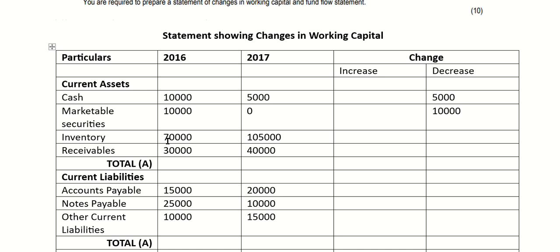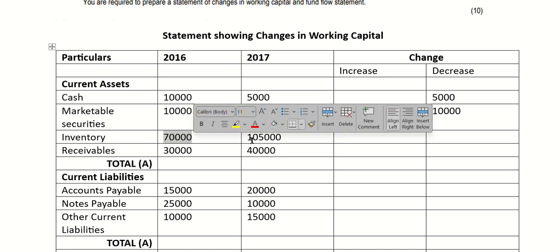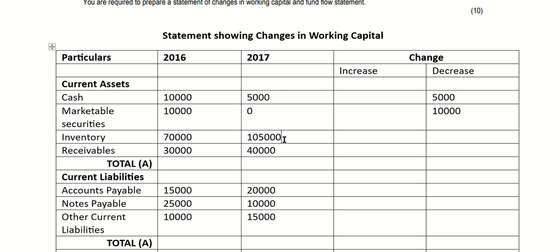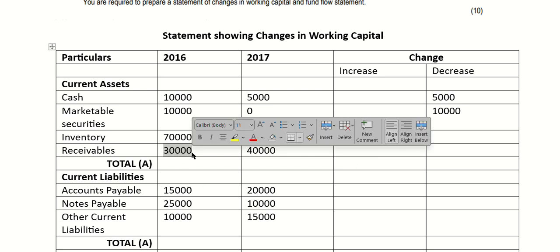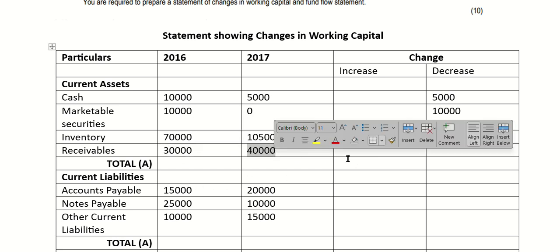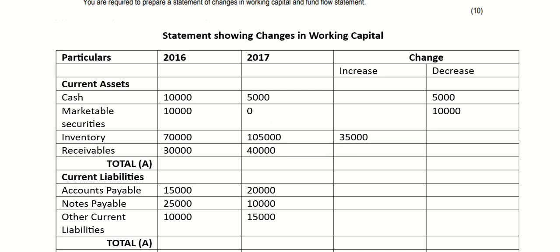Inventory was 70,000 in 2016. It has increased to 1,05,000 in 2017. So what is the increase? We take the difference, 1,05,000 minus 70,000, that gives us 35,000. You can cross check it in the calculator. Now, receivables was just 30,000 in 2016. It is now 40,000 in 2017. Similarly, what is the increase in receivables? It is a 10,000 rupees increase.